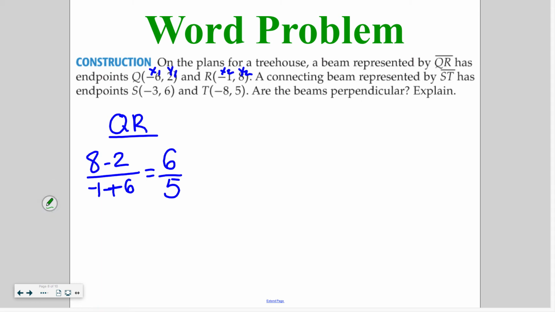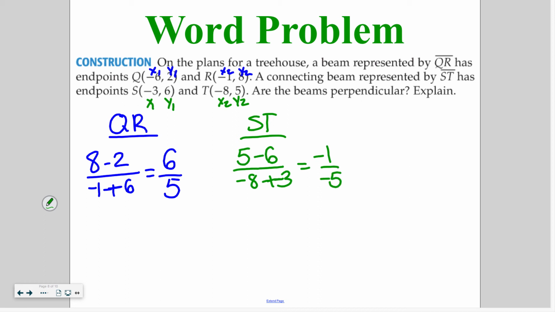Next thing I'm going to check out is the slope of ST. So we're going to start with x1, y1, x2, y2. 5 minus 6 over -8 minus -3. Turning it into a positive gives me -1 over -5, for a final answer of 1/5. Looking at our two slopes, 6 over 5 and 1 over 5 are not the same, so they are not parallel, and they are not perpendicular either. In order to be perpendicular, we would have had to get a second answer of -5 over 6.